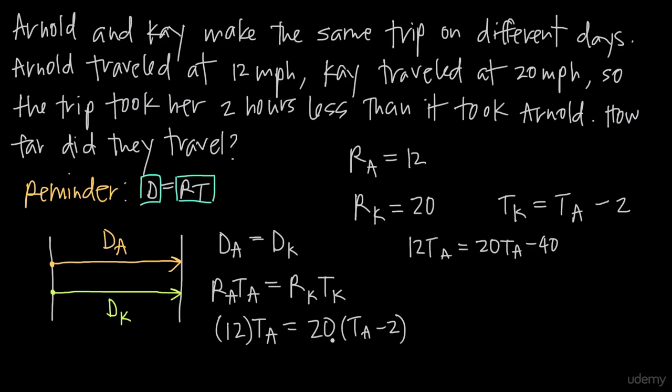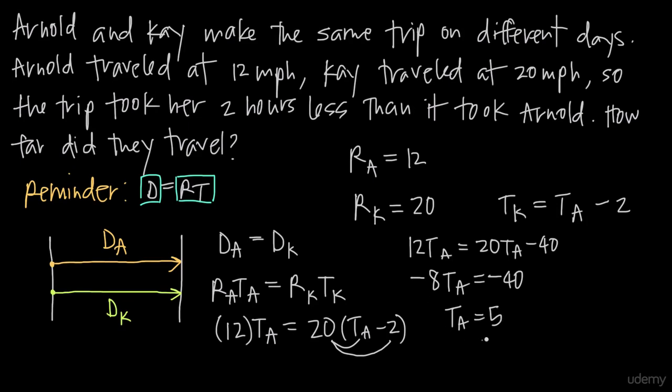We just distributed this 20 across the T sub A and then negative 2. Now if we subtract 20 T sub A from both sides, we're going to get negative 8 T sub A is equal to negative 40. Dividing both sides by negative 8, we'll get T sub A is equal to positive 5, which tells us that the amount of time it took Arnold was 5 hours.